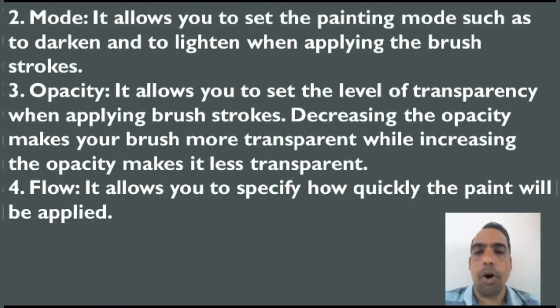Second option is mode. It allows you to set the painting mode such as to darken and to lighten when applying the brush strokes. Third option is opacity. It allows you to set the level of transparency when applying brush strokes. Decreasing the opacity makes your brush more transparent, while increasing the opacity makes it less transparent. Fourth option is flow. It allows you to specify how quickly the paint will be applied.